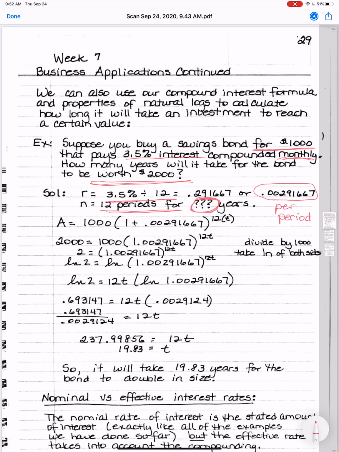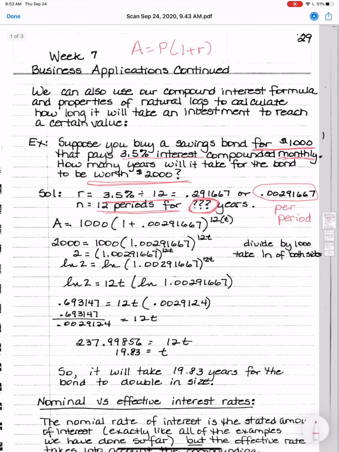So let's put all of this into our compound interest formula, which I will write up here again. A equals P times (1 plus R) to the N. But now the N is what we don't know. So A equals 1,000 times (1 plus 0.002916667). And we know our N is going to be 12 times whatever the number of years are, and let's just call that T. So we know our exponent is going to be 12 times something, but we just don't know what that something is yet.